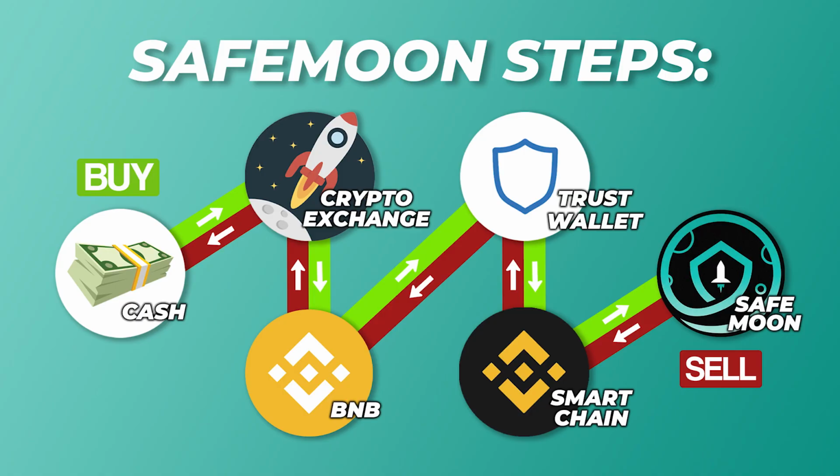Let's get started. Just to give you some fair warning, here is the step-by-step process in a graphic to explain how to go from cash to owning SAFEMOON, and then exactly the same thing in reverse to cash it out eventually. There are a lot of steps. Keep that in mind. The very first step is to transfer your fiat currency to an exchange.